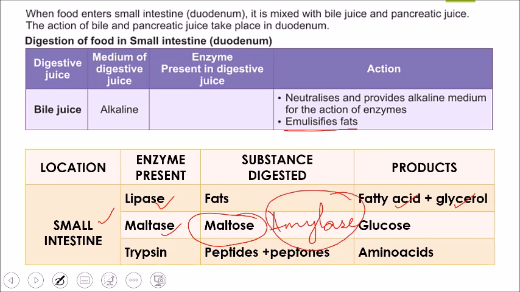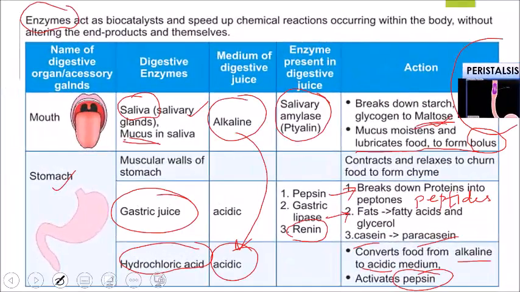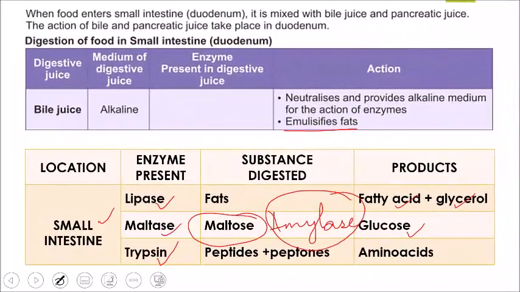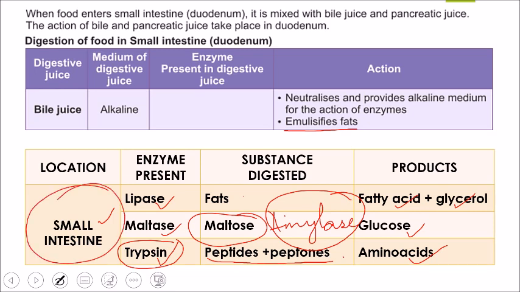Leftover carbohydrates are going to get digested in the small intestine by amylase, and the product it is going to form is glucose. Coming to trypsin, in the previous case here we didn't call it trypsin, we called it pepsin. Now here in the small intestine, it is called trypsin. Trypsin is going to help in digestion of peptides and peptones into amino acids. So in short, fats, carbohydrates and proteins are all digested here in the small intestine.